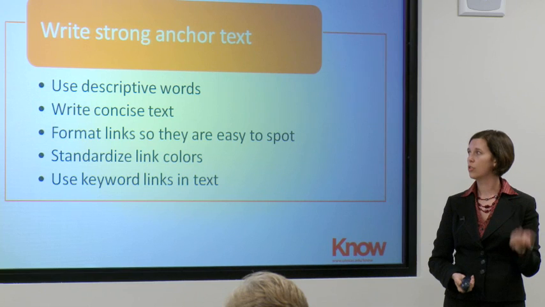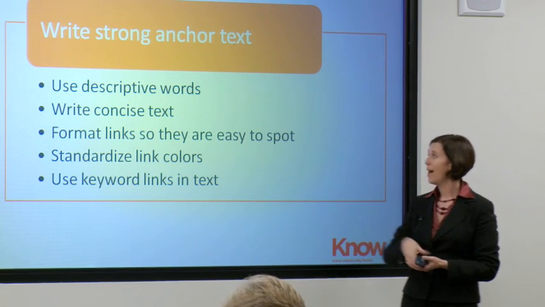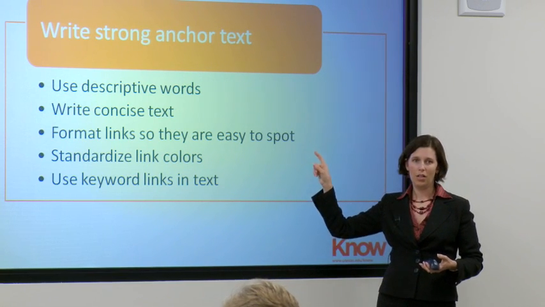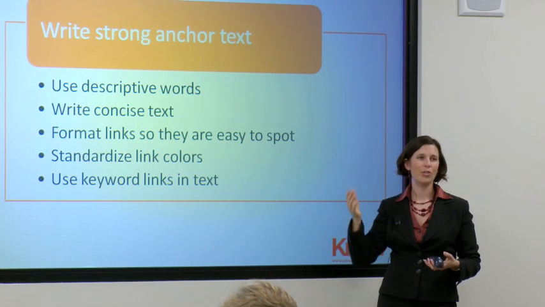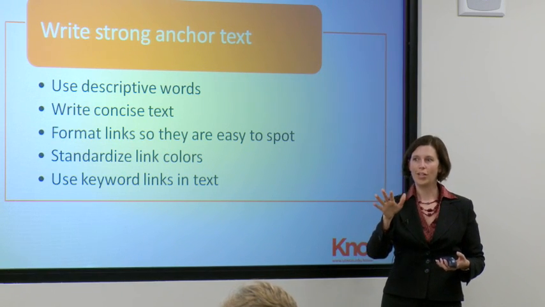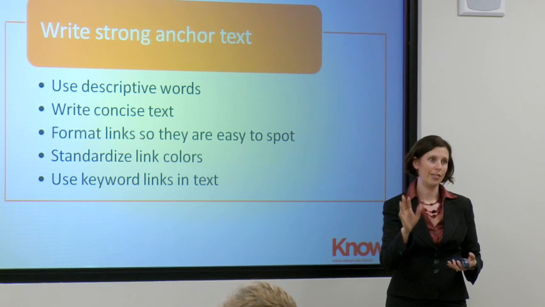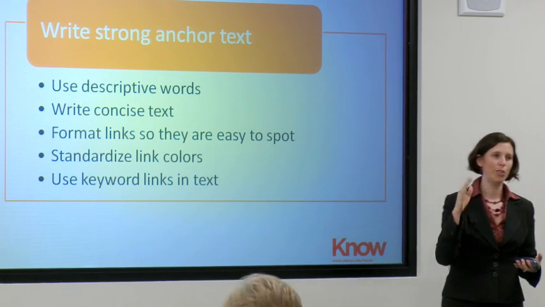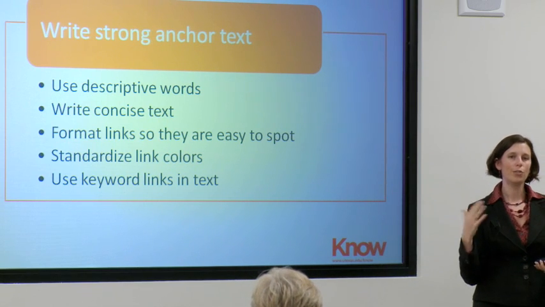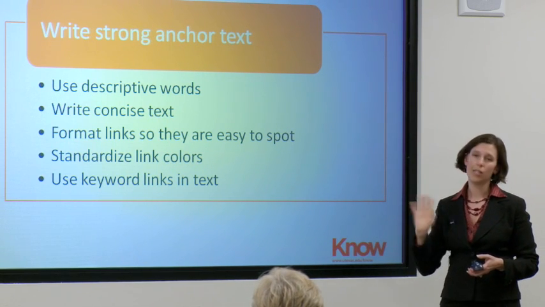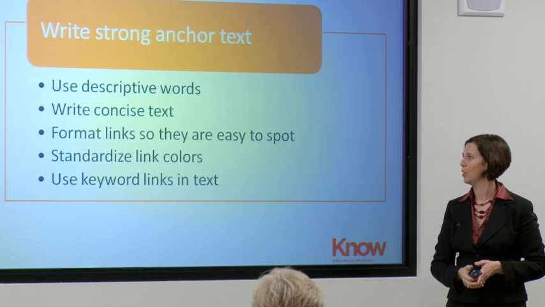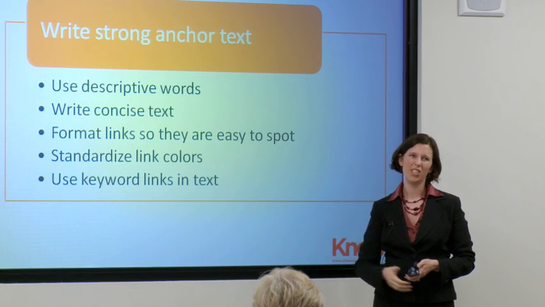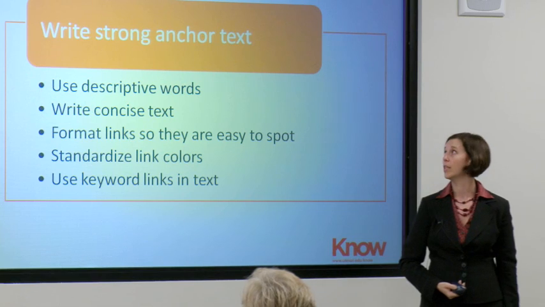So, descriptive words: you should format them so they're easy to spot, and use colors. Don't you love it when you go to a site and it's one color, then you click on it, and you come back a day later and it's purple and before it was blue, so you know you've been there? Those are just some nice things for the user. That's not really SEO, but it's really nice for the user. Keywords and links, because that's how you know that they're important.